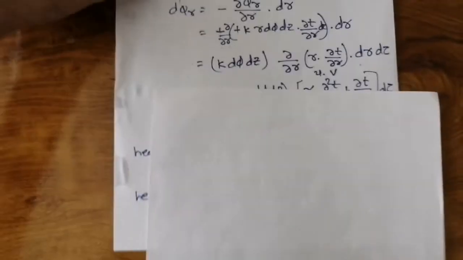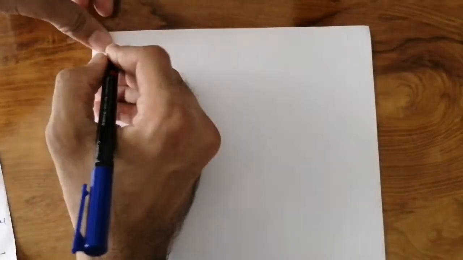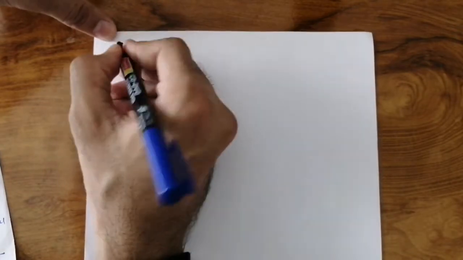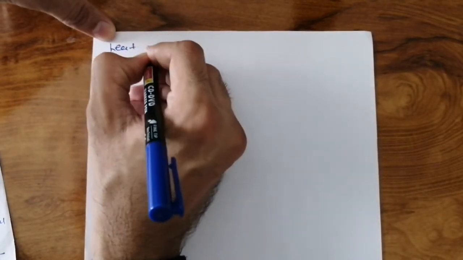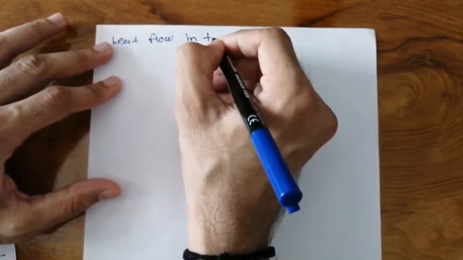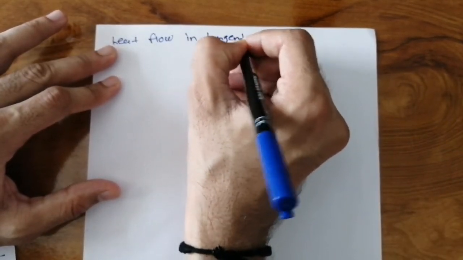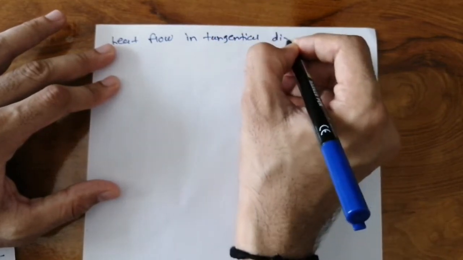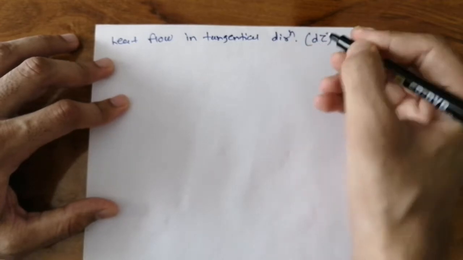Now, in a similar way, we are going to do the energy balance in the radial direction. Similarly, the energy balance in the tangential direction will be considered. So we consider the net heat flow in the tangential direction for the same time interval del tau.